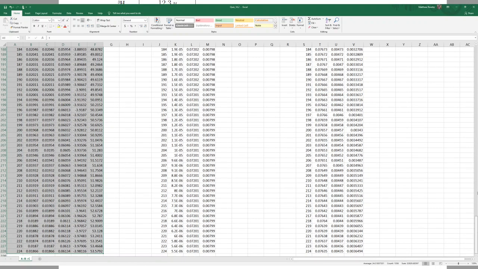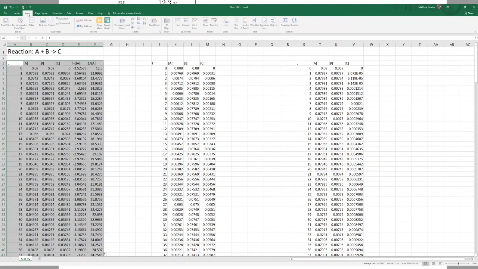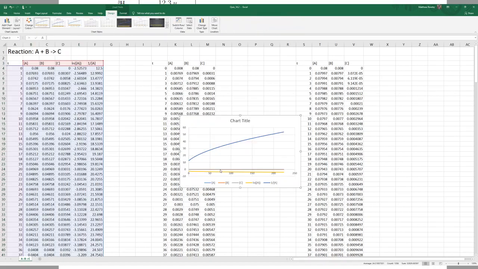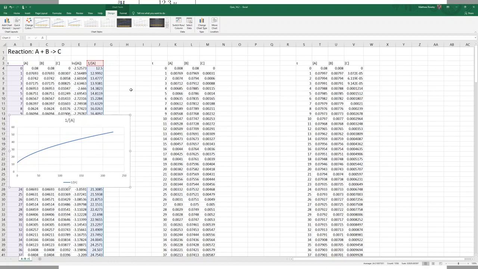Control Shift down and over is the way to highlight a block of data. We'll insert the same sort of chart again, get rid of all of the series that we don't like. So we're left with 1 over the concentration of A. And here we have some curvature that still remains. And so this reaction is not second order overall either.